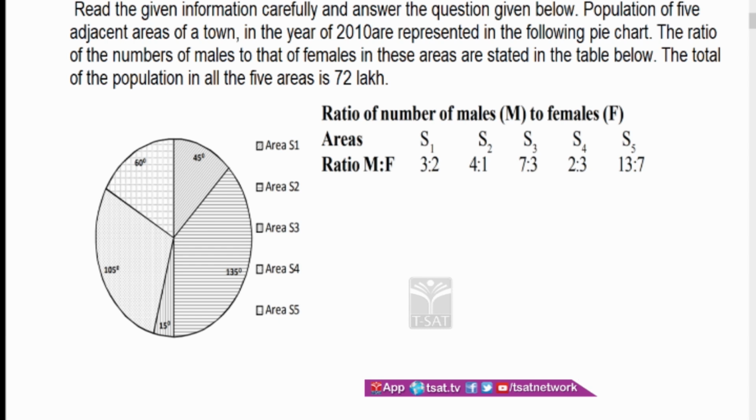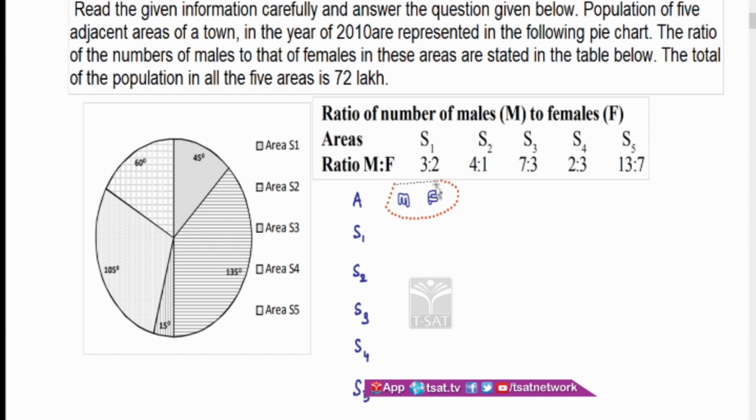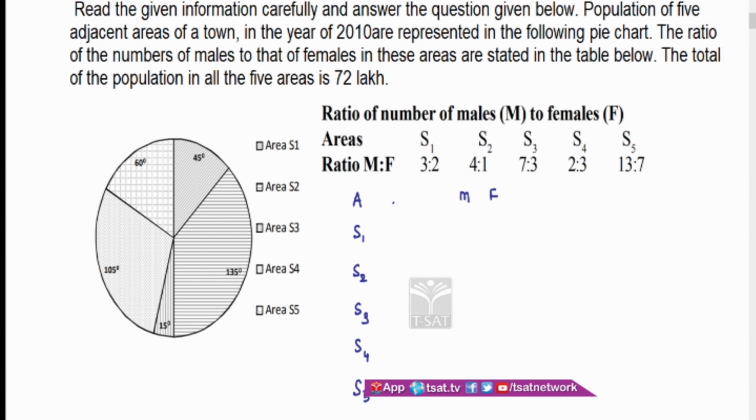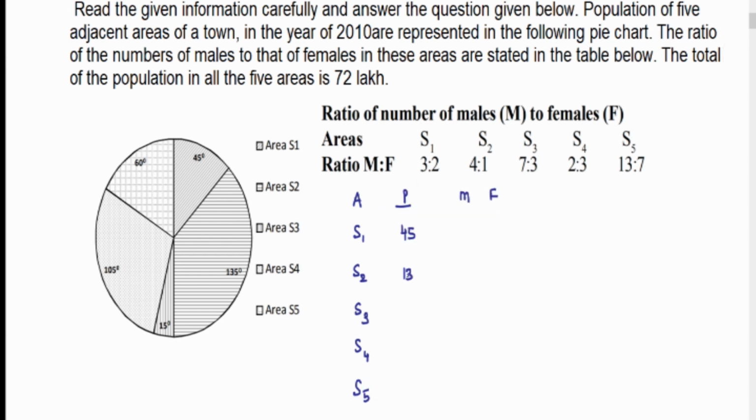Now I'm just taking areas first. Area S1, S2, S3, S4, S5. Male to female ratio is given in the same box here. So male and female. First write down the population here. S1 it is 45, S2 it is 135, S3 it is 15 degrees, S4 105, S5 60 degrees. Now I am asking you to divide these degrees in the given ratio.